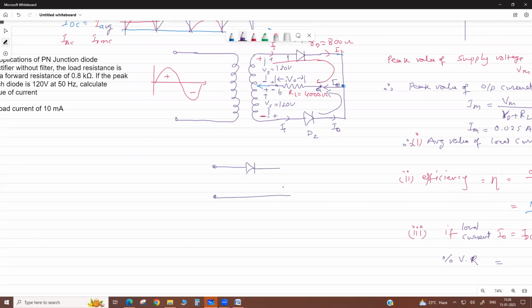Then here we put a resistance. This is your load resistance. Across this load resistance we measure the voltage. This is your RL. And this is your supply voltage.